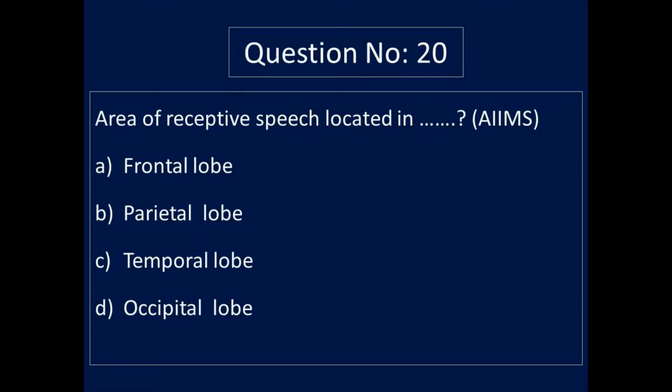Question number 20. Area of receptive speech is located in option A frontal lobe, option B parietal lobe, option C temporal lobe, and option D occipital lobe. Right answer to this question is option C temporal lobe.